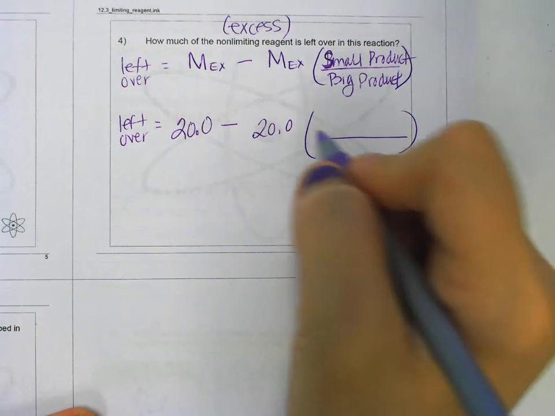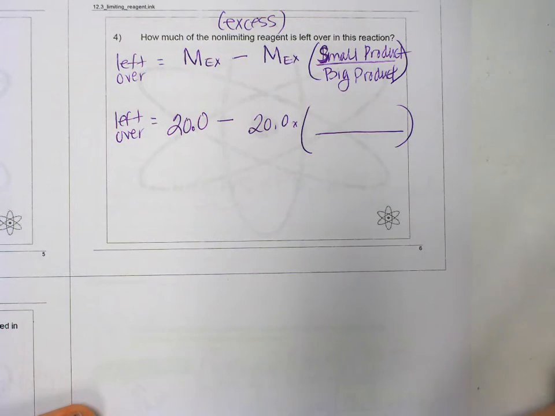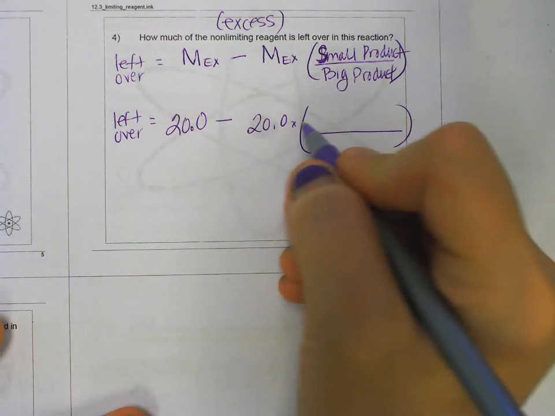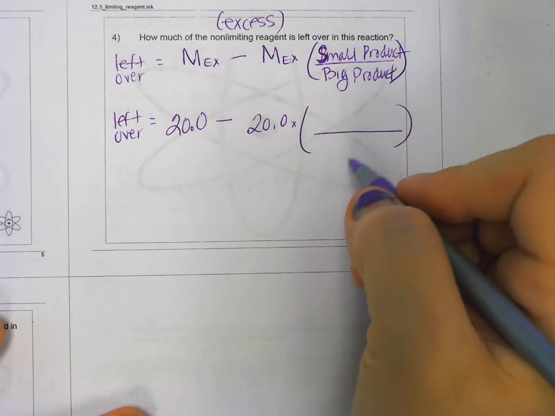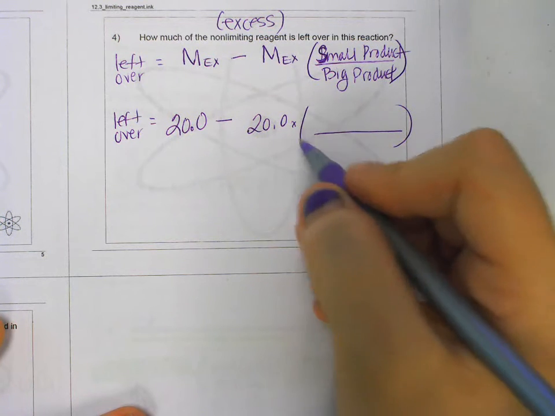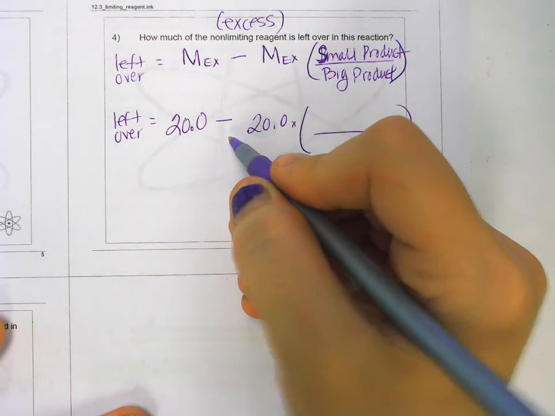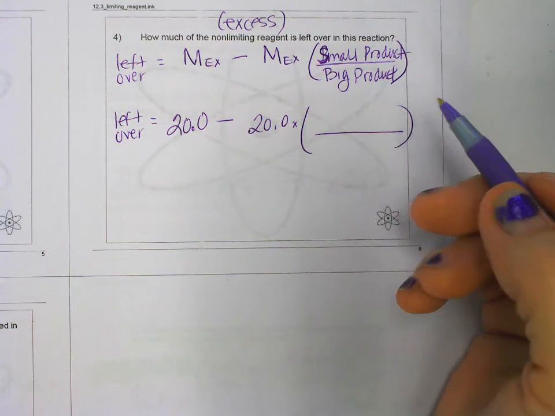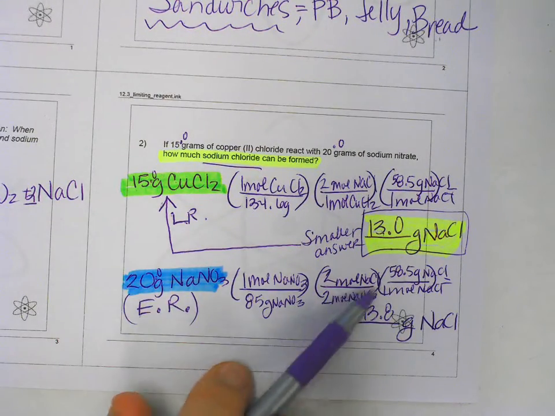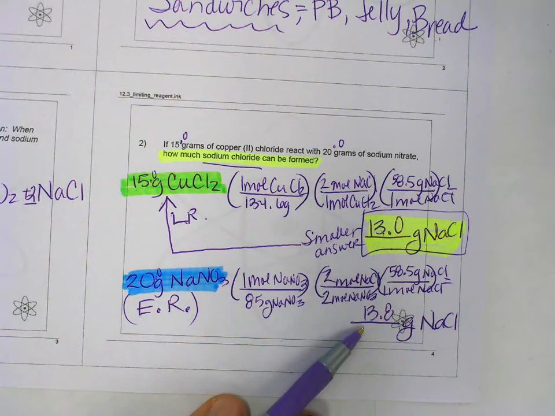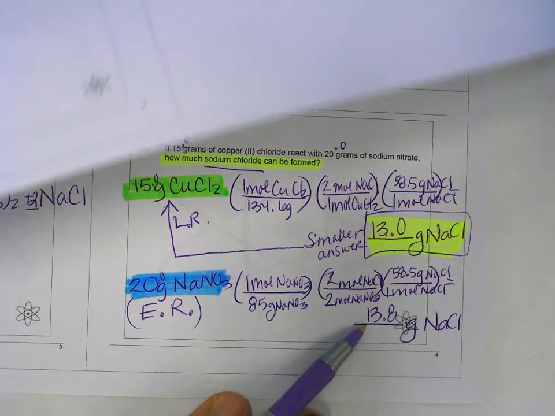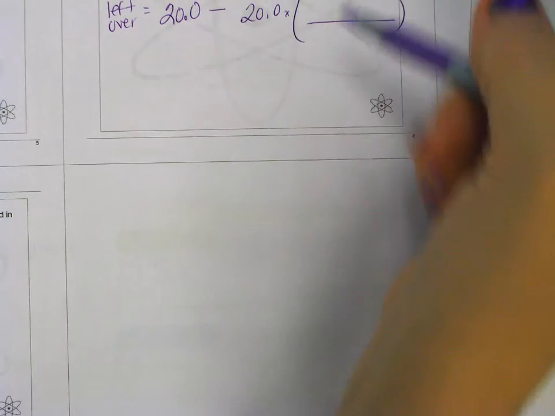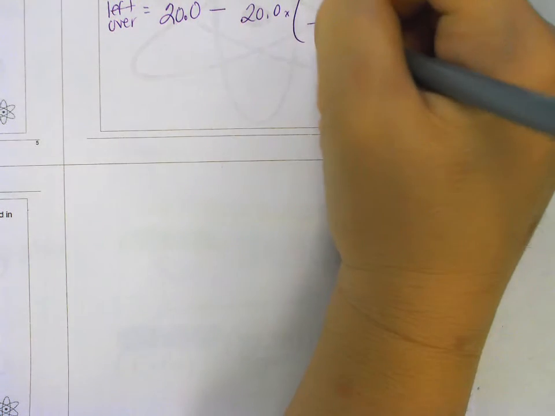I'm going to take away some fraction of 20 grams. That's multiplying there. All right. Now that's not going to give me 0 here because you know from the order of operations you have to multiply and divide before you do this subtraction. So we're not going to get 0 here. Our small product from the other side of this sheet was 13. Our big product from the other side was 13.8. Those are the two numbers that I want here, 13 and 13.8.